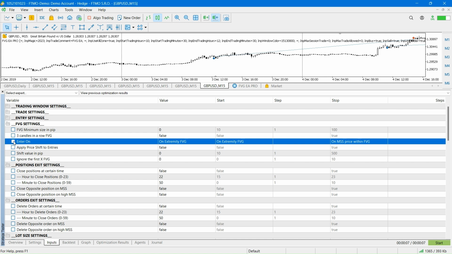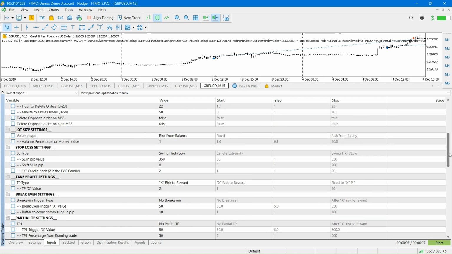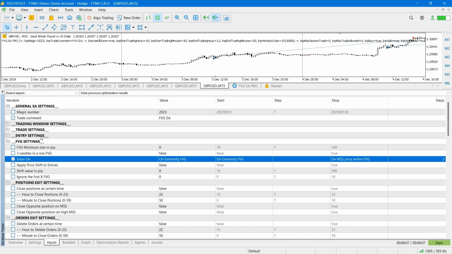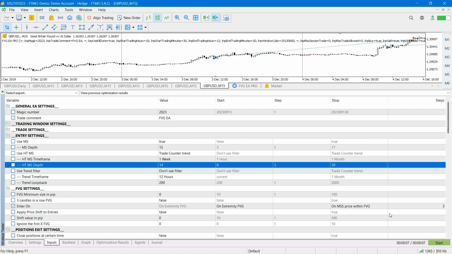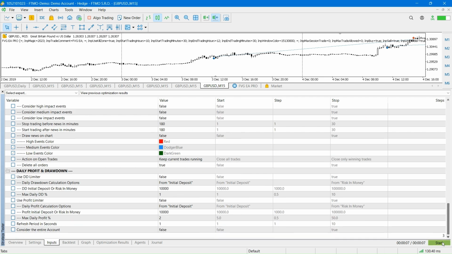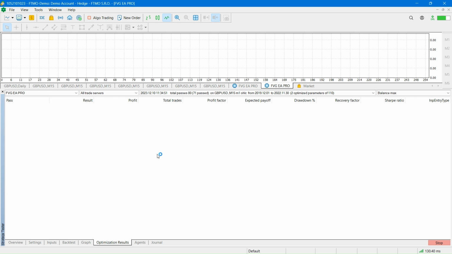If I go back here and I just change the entry, so I can go from extremity till on MSS, so I have three different. Oh, I kept the entry here checked, so let me remove them. I have only three. All right, let me start. Let me go to optimization.